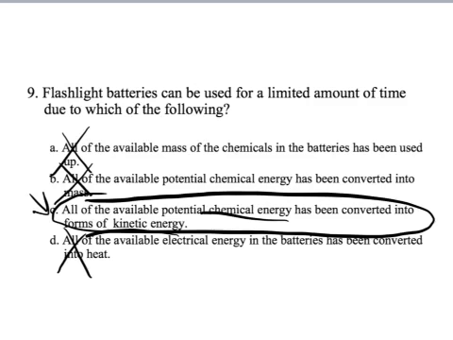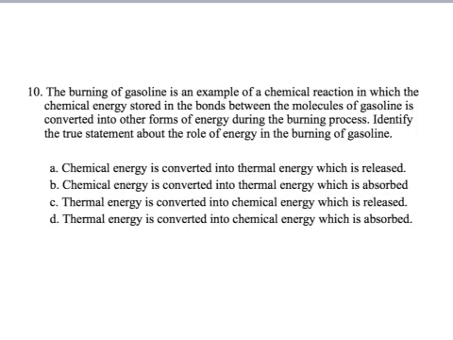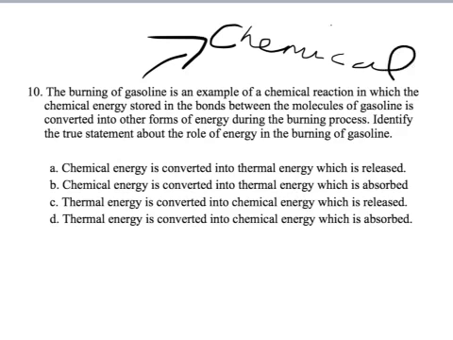The burning of gasoline is an example of a chemical reaction in which chemical energy stored in the bonds between molecules of gasoline is converted into other forms of energy during the burning process. Identify the true statement about the role of energy in the burning of gasoline. Well, gasoline starts as chemical energy. And then as it goes through the process, what's our final thing? We have thermal, because our car engine gets hot.